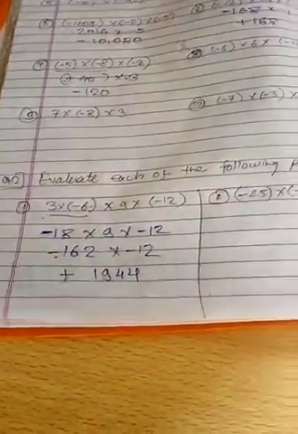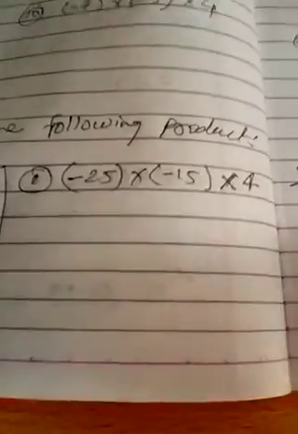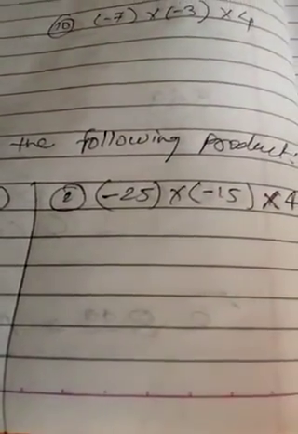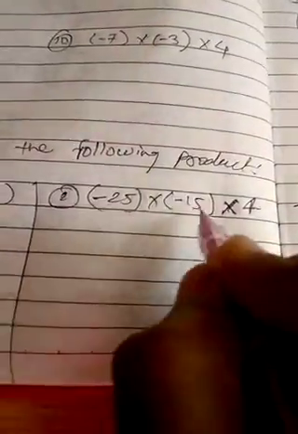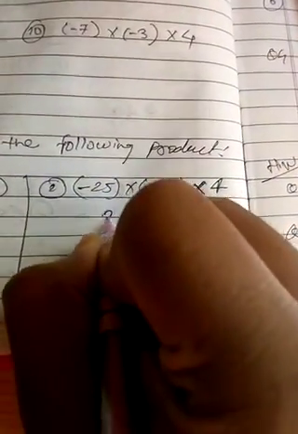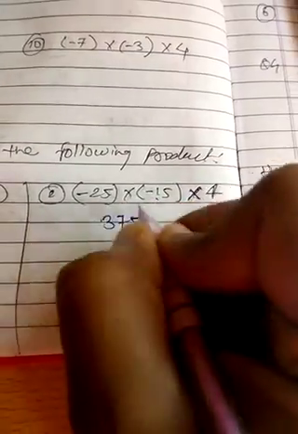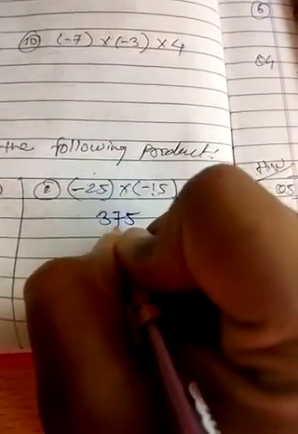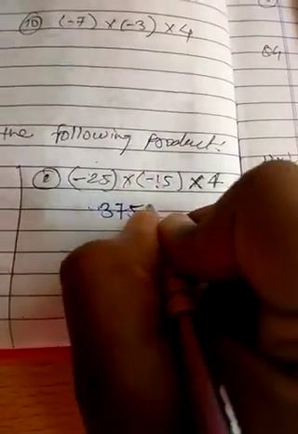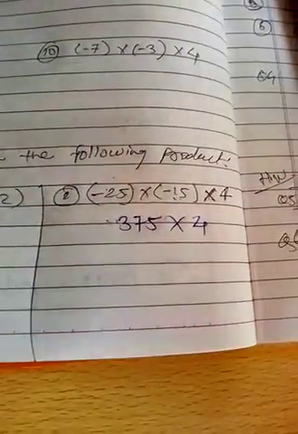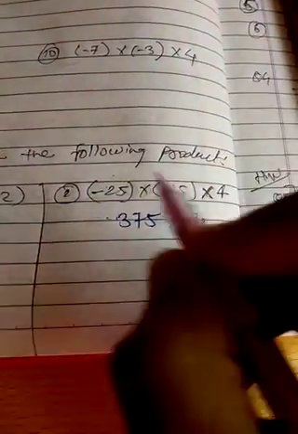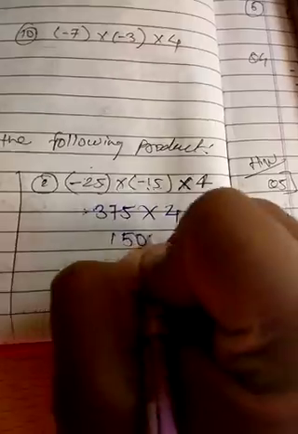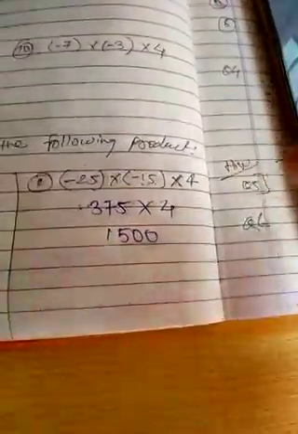So next question, how to solve it? See here, negative 25 multiply negative 15. Both are negative, so it becomes positive, and your answer here is 375. 15 5s are 75, so 5 is here, 7 carry, 15 2s are 30, 30 plus 7 is 37. In that way. And then multiply 4. Both answers are negative and positive, multiply 4 is 1050, and that is also positive. So in that way you have to do it.